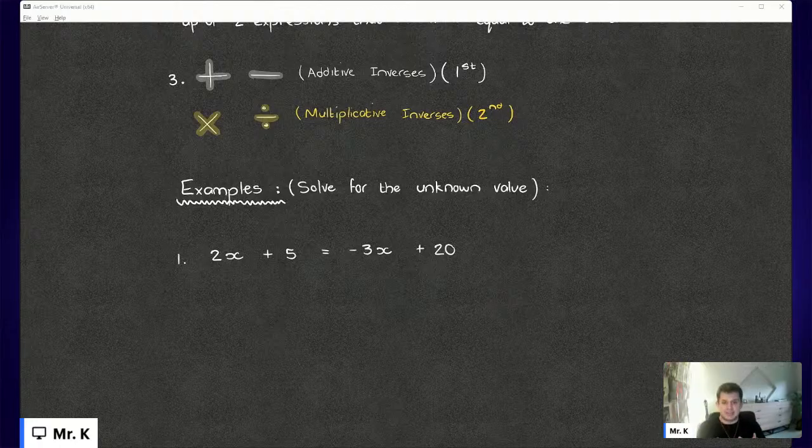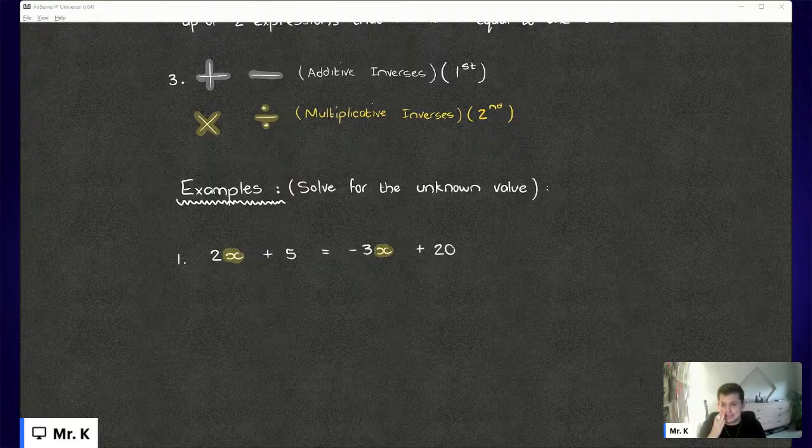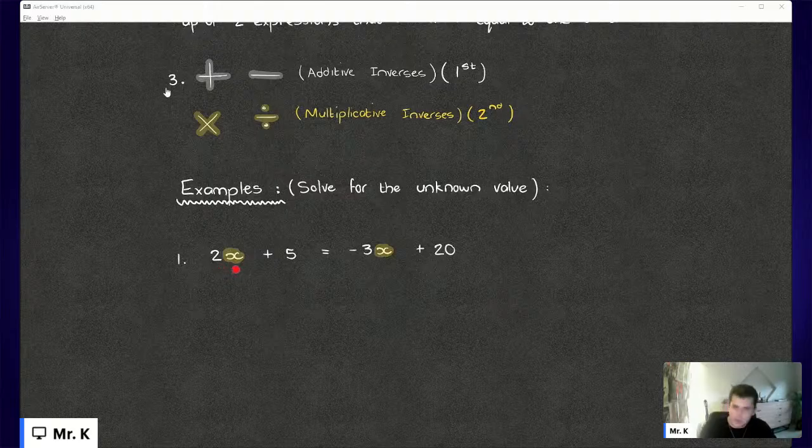We need to first understand what it is that we're trying to do. And when we're solving an equation, like I said to you guys earlier, we are looking for the value of the missing variable, which in this case is x. Right? We are not looking for the value of 2x. We are not looking for the value of negative 3x. I want x on its own.